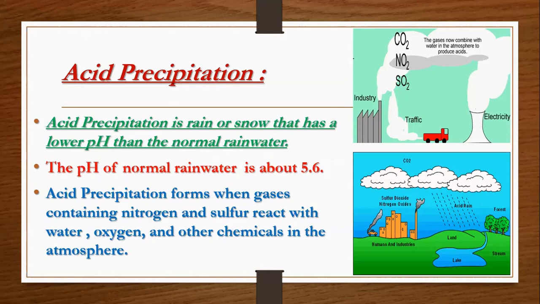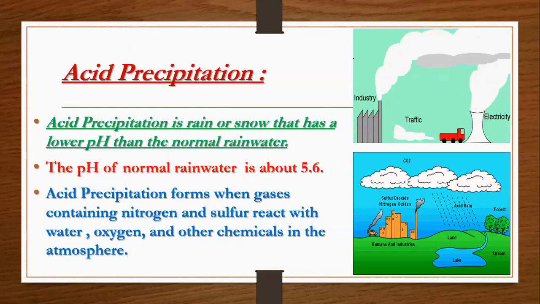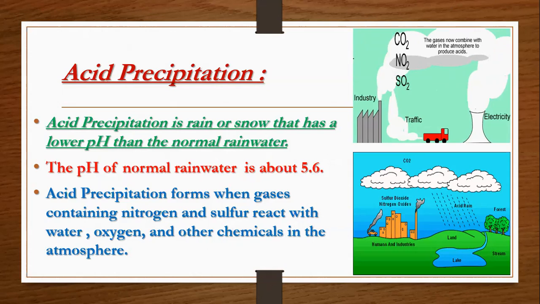From where will these compounds come? These compounds come from industries, from traffic, from burning fossil fuels, and sometimes from natural processes such as volcanoes, rotting vegetation, and marshes, which sometimes produce sulfur. We will know all of these causes.